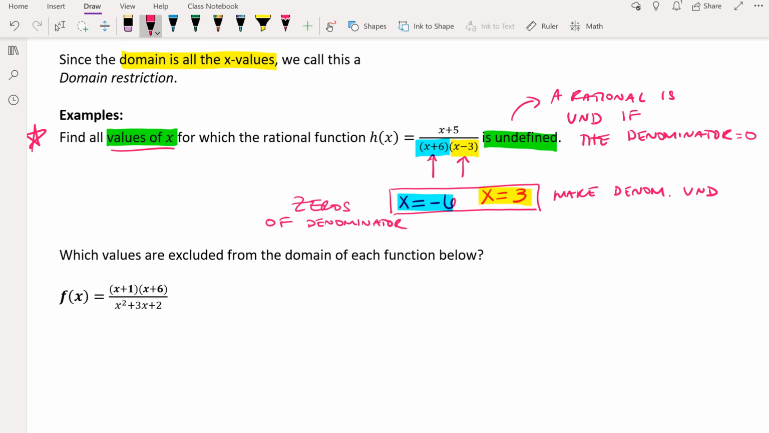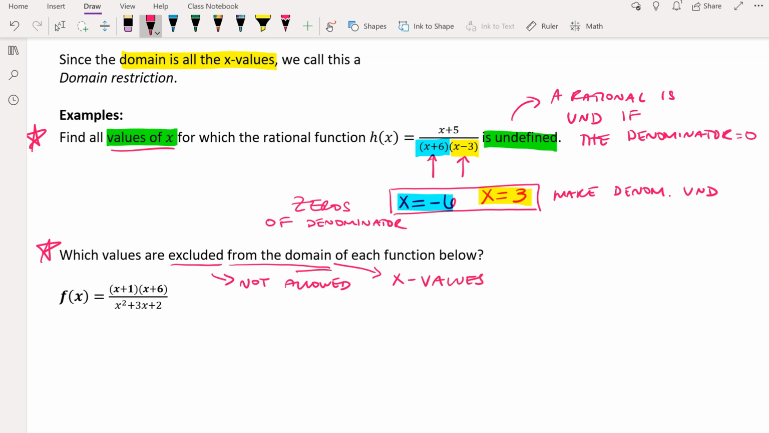Which values, make sure you write this down in your notes, which values are excluded from the domain of each function below? We only have one function, so write down the function here. Okay, excluded, we broke this down earlier. Excluded means not allowed. And then the domain is all the x values. Not allowed, the domain is x values.